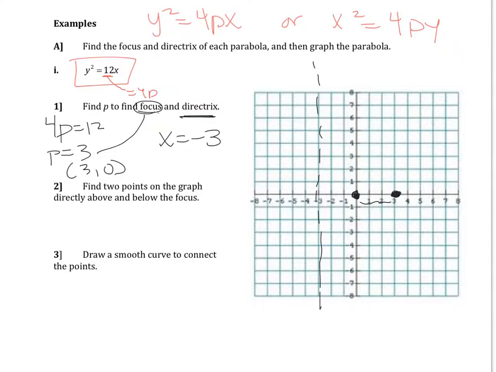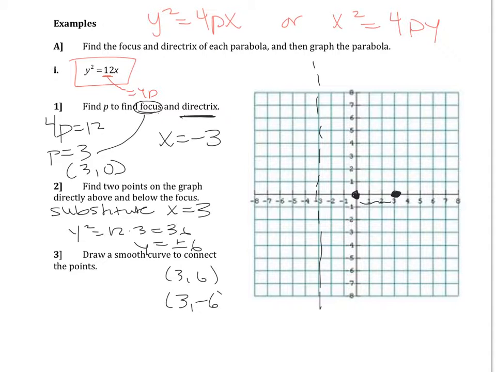So now find 2 points on the graph directly above and below the focus. Okay, so we can substitute x equals 3, right, because our focus is at x equals 3. So we want to find, well, when x equals 3, what is y? So y squared equals 12 times 3, which is 36, which makes y equal to plus or minus 6. So we're going to have 2 points. We're going to have the point (3, 6), and we're going to have the point (3, negative 6). And then we can draw our parabola.